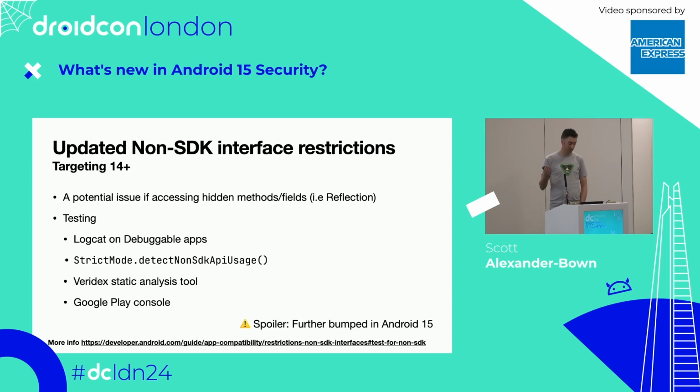If you're running a debuggable app, you'll see the warning for this in Logcat. You can also use StrictMode detectNonSdkApiUsage, which again is more of a manual thing. And there's also Veridex, I don't know how you say this. I just discovered this.